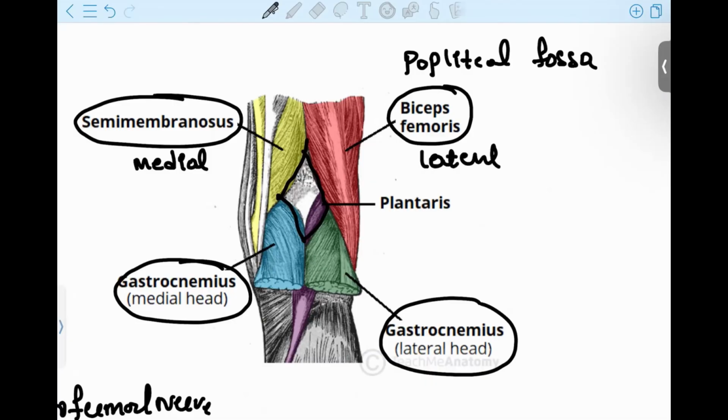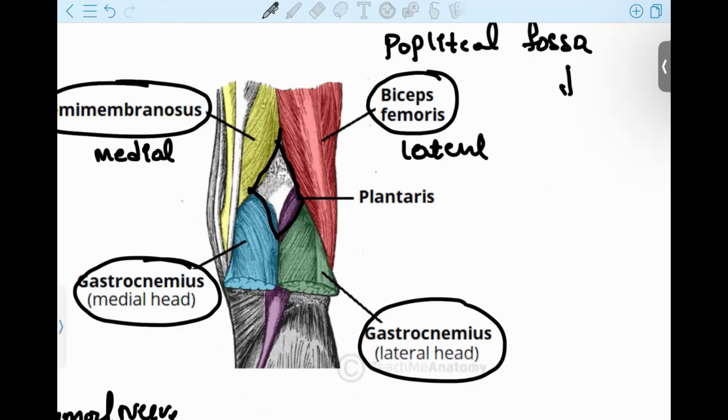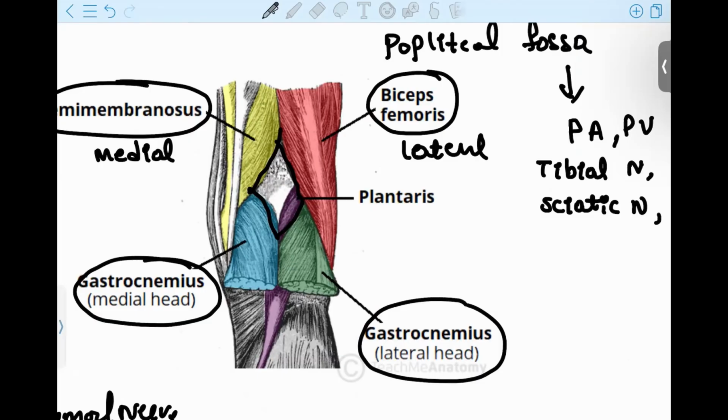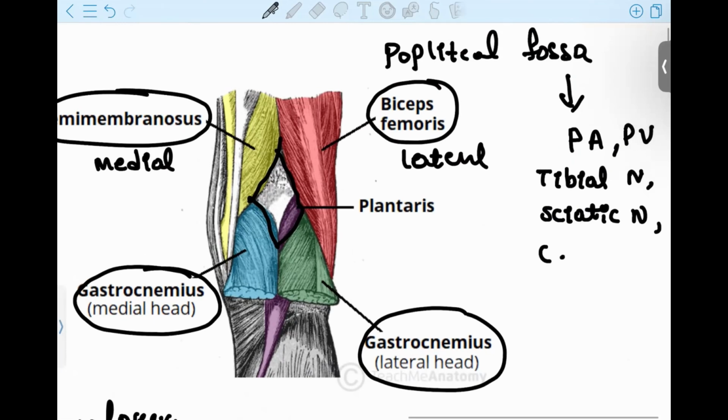And here also the content is most important. What is the content? The popliteal artery and the popliteal vein. Along with that, you also have the tibial nerve and the common peroneal nerve, which are branches of the sciatic nerve. The common peroneal nerve is also present in this fossa.